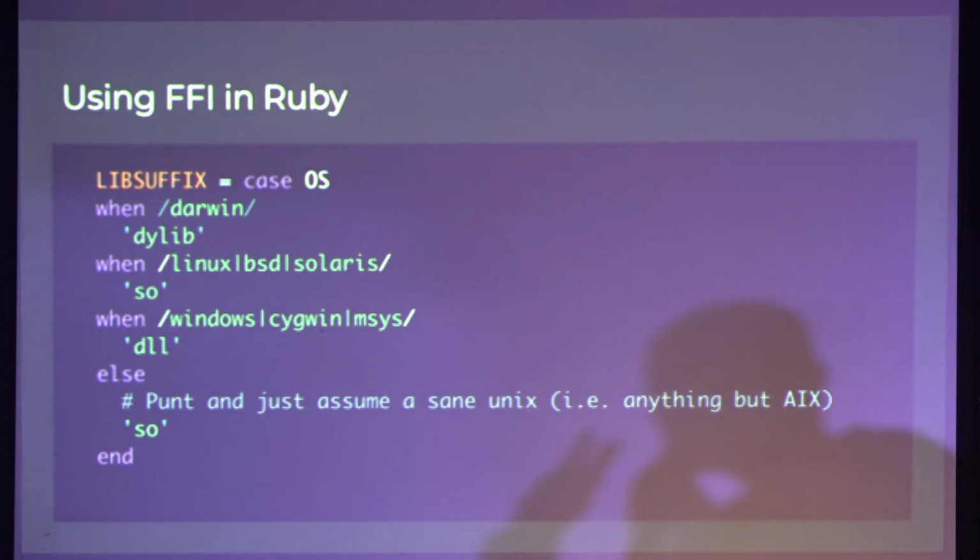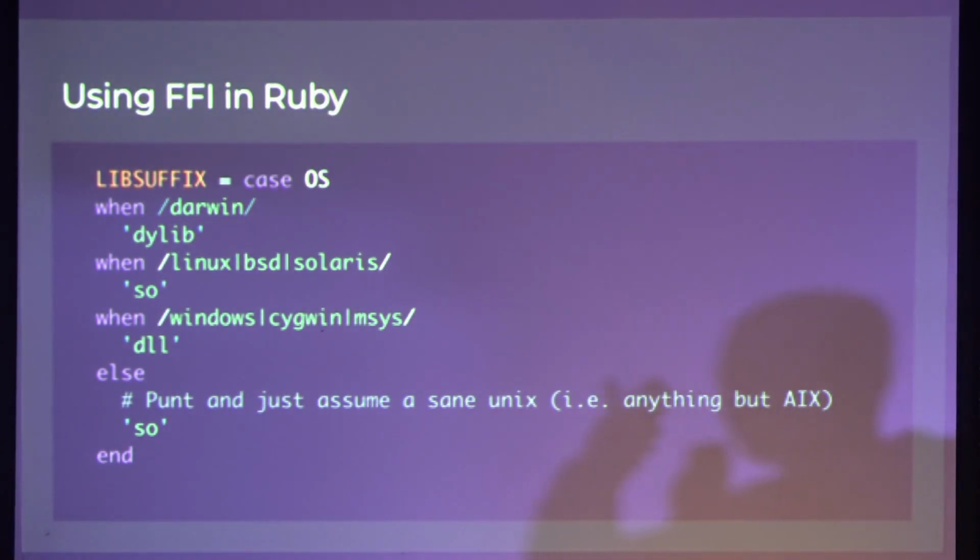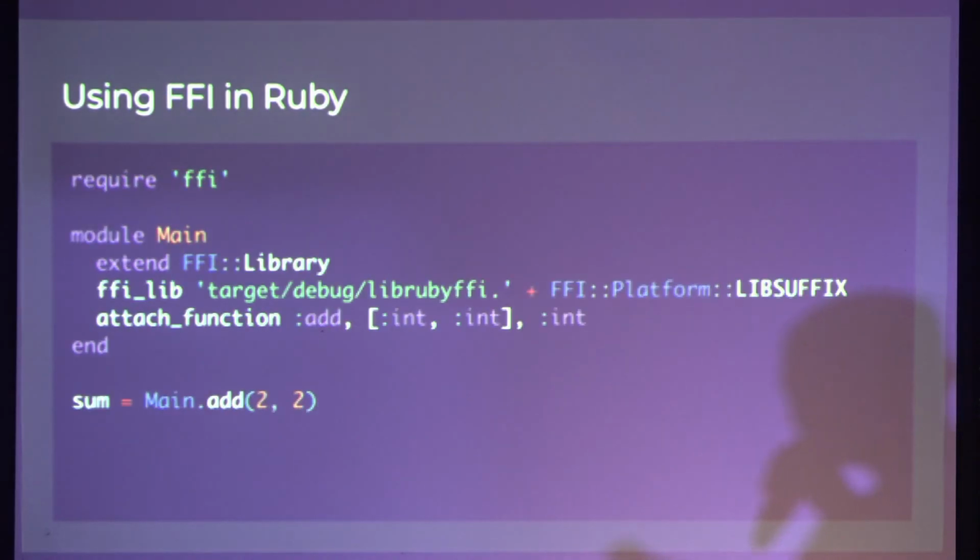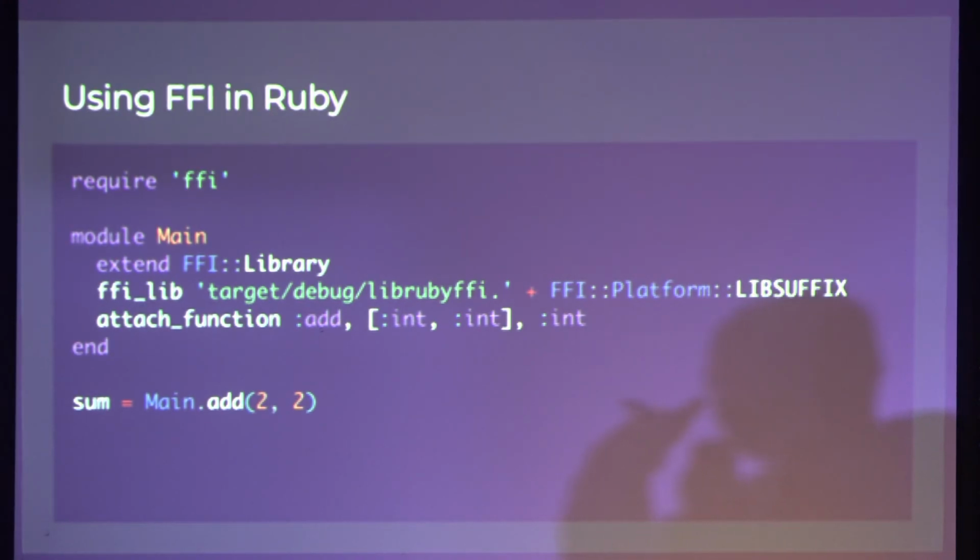So here's lib_suffix. It's just a case statement for the OS. For Mac, the file extension is dylib, and then for Linux, it's so for shared object, dll for Windows, and so on. Again, that's the way to add the add function, and that's how you call it. At the bottom there, you can see sum equals main.add, the module add, 2 and 2. So that's actually calling the Rust function simply by having these. Obviously, in your real application, you're not going to interface with an add, so it's going to be a more complicated function that you need to speed up.